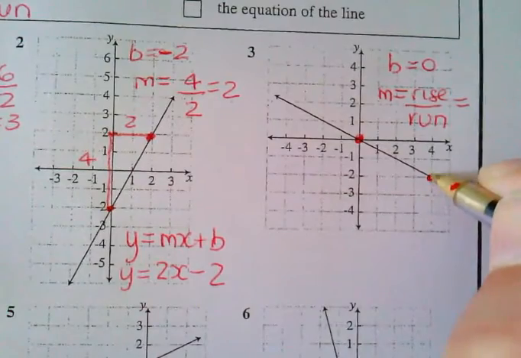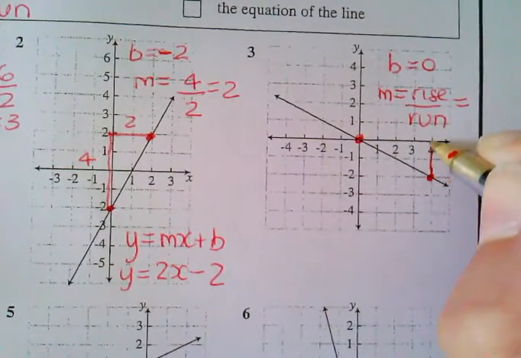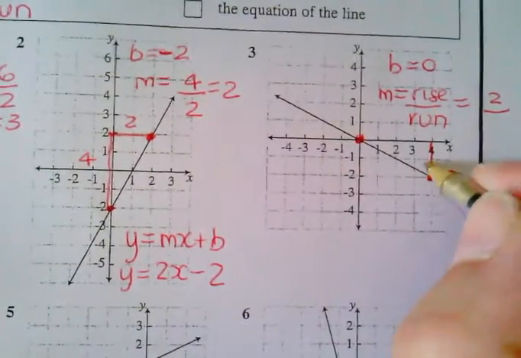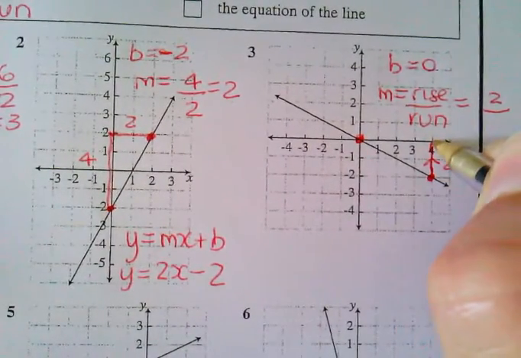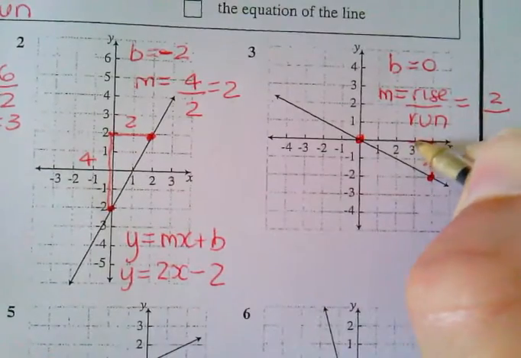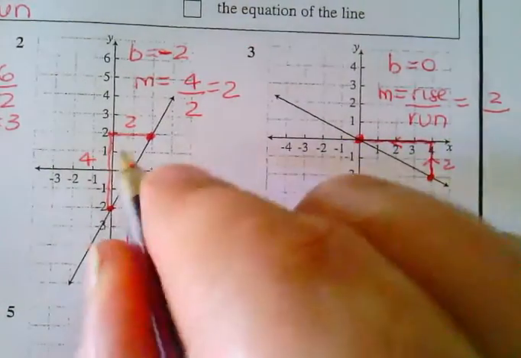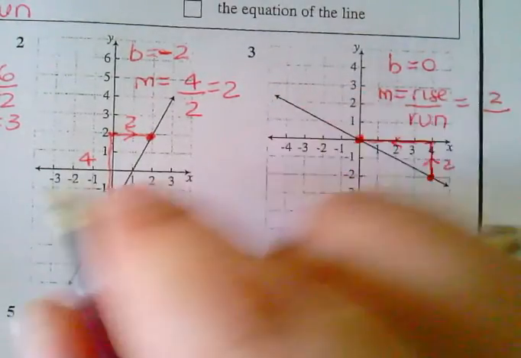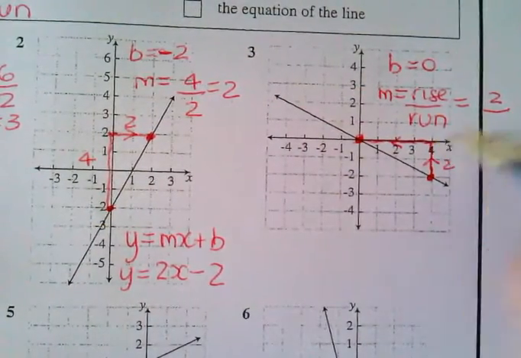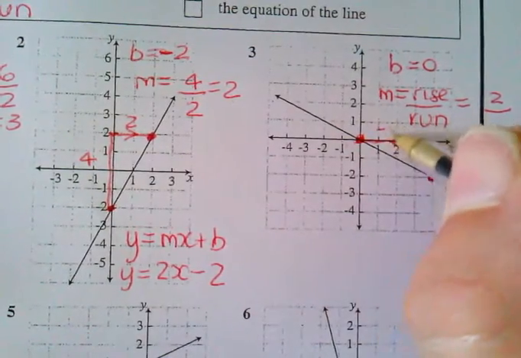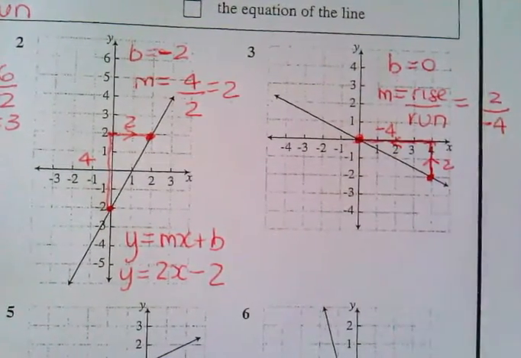So I start from here and I'm going to rise. I rise up 1, 2. So when you rise, that's always positive. So I'm going up 2. But now I'm running backwards. Backwards 1, 2, 3, 4. See, towards the left is backwards, whereas all of these runs over here were forward. So it's rise up 2, which is up is positive, but I'm running back 1, 2, 3, 4. So my run is negative 4.